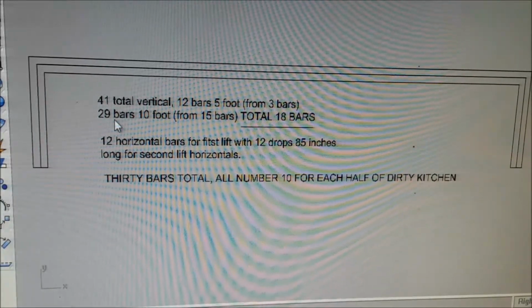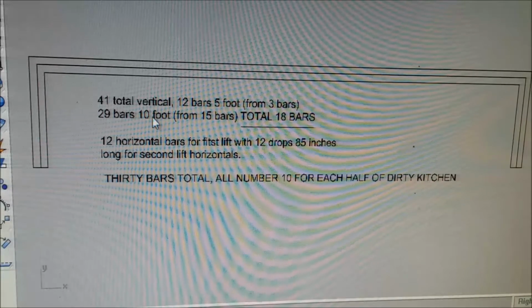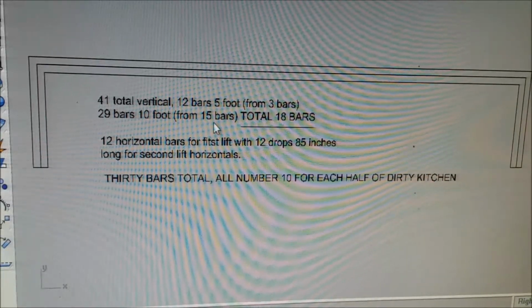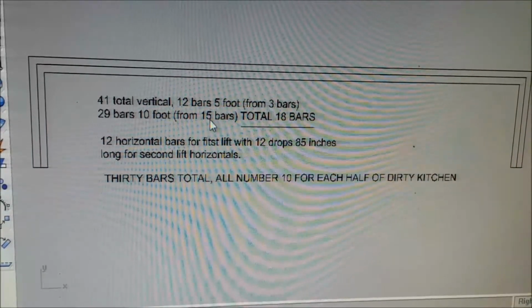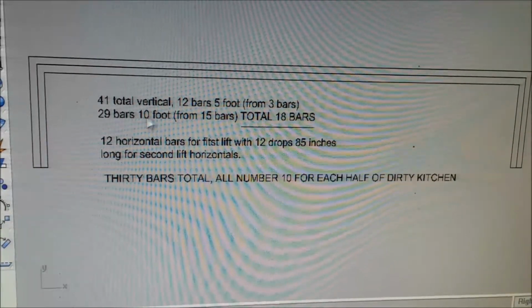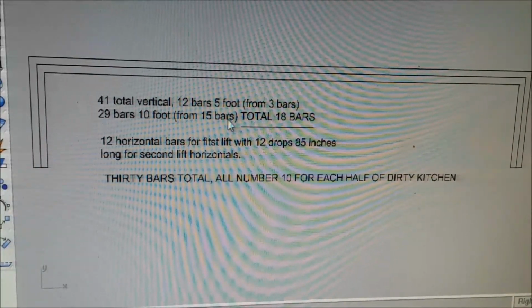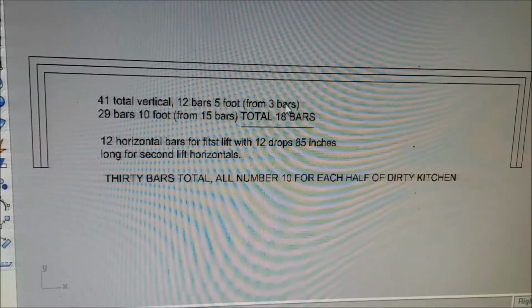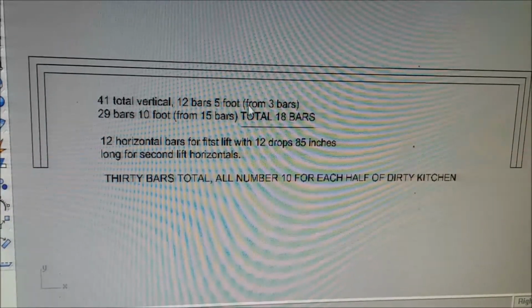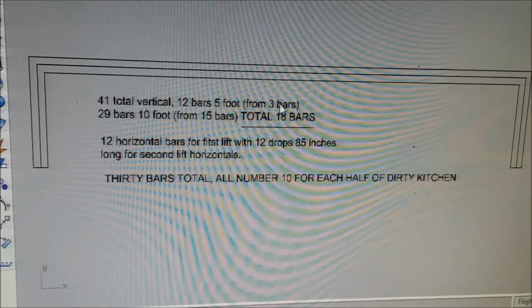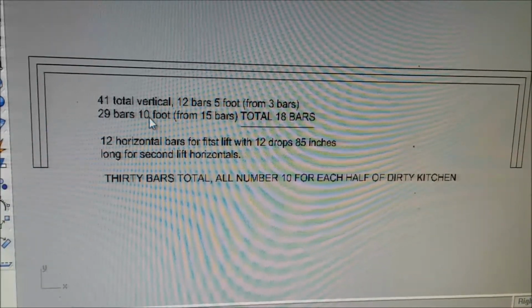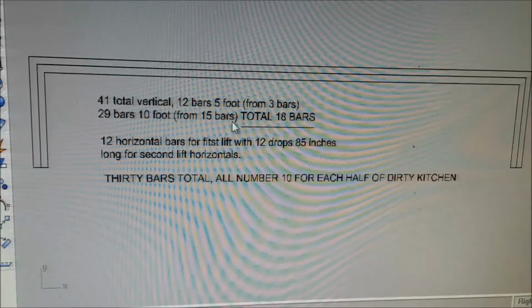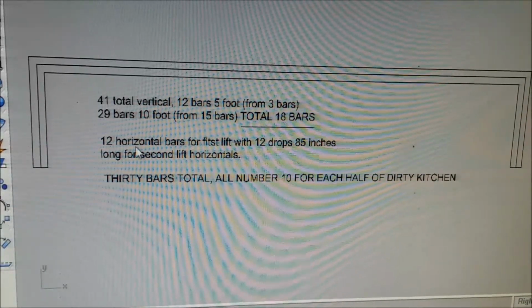The 29 must be 10 foot. 15, that would make, yeah, same thing. 15 cut in half would make 30, so it makes 29 with one piece left. So we have 3 bars cut into 5 foot. That's the verticals. And because some of the walls outside of the windows are going to go all the way up, that takes 18.